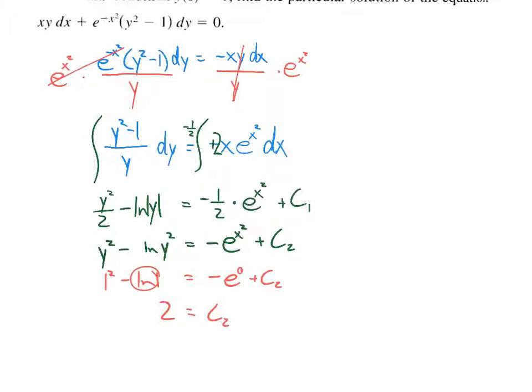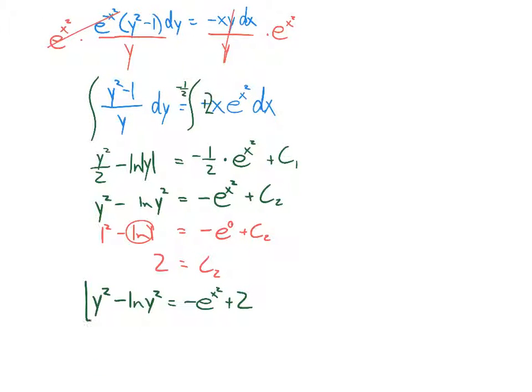So anyways, the final solution here would be y squared minus ln of y squared equals negative e to the x squared plus 2. Not very satisfying. Okay? You could play around with things a little bit and try to do something, but there's really not a whole lot you can do with that. Okay?